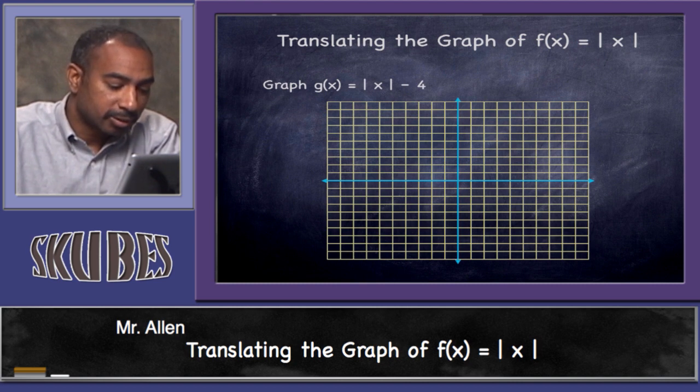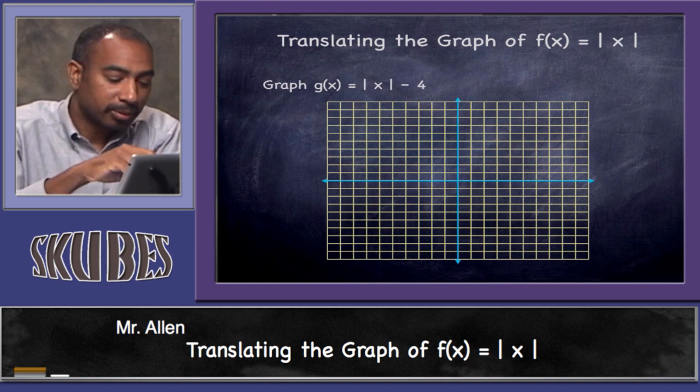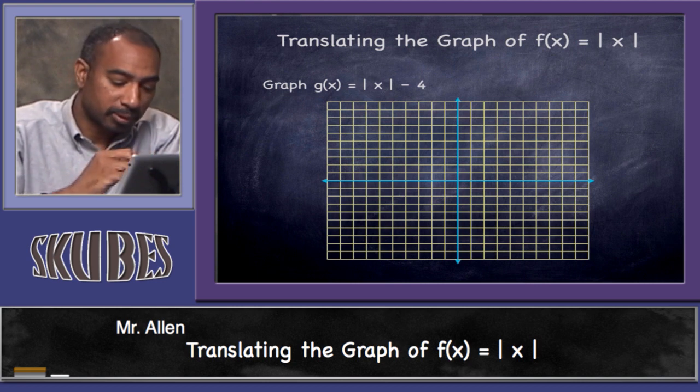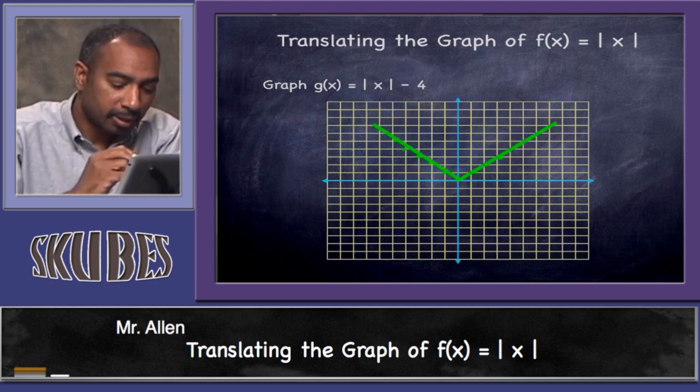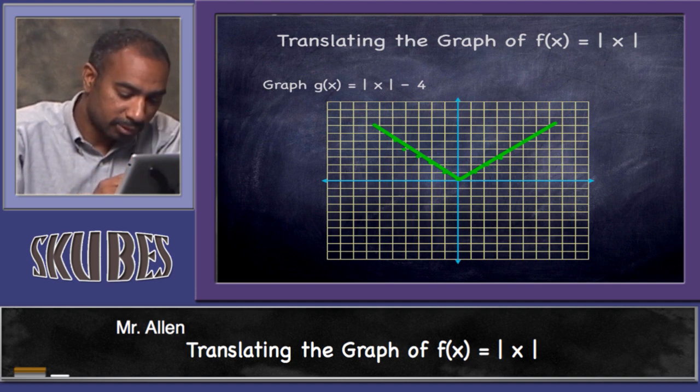All right, let's graph g of x equals the absolute value of x minus 4. Again, the original. But now we're going to shift down 4. So count down 1, 2, 3, 4.